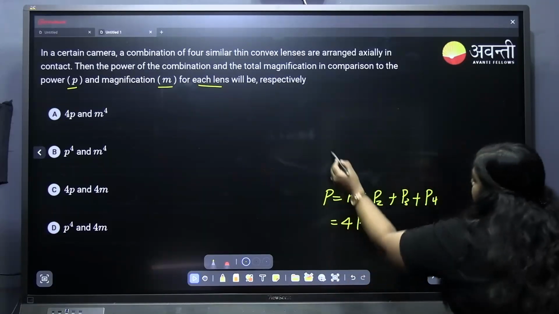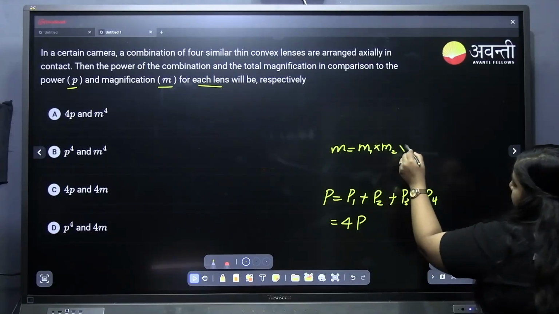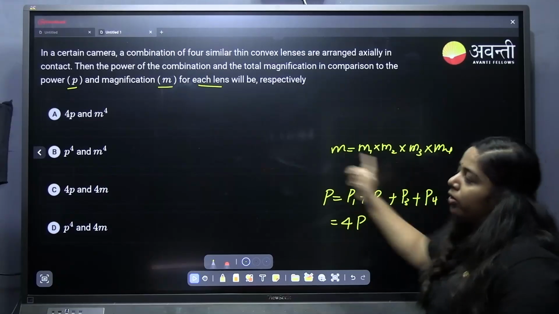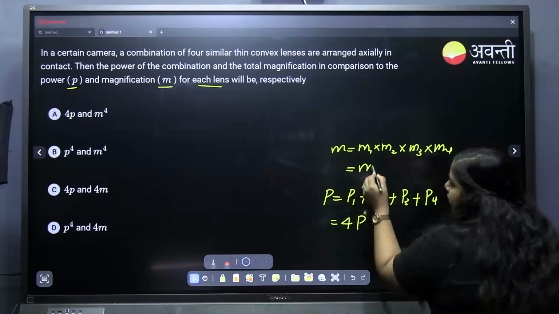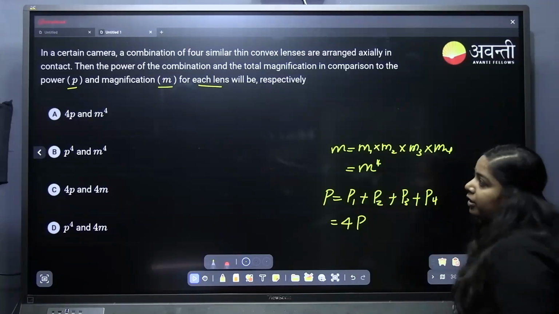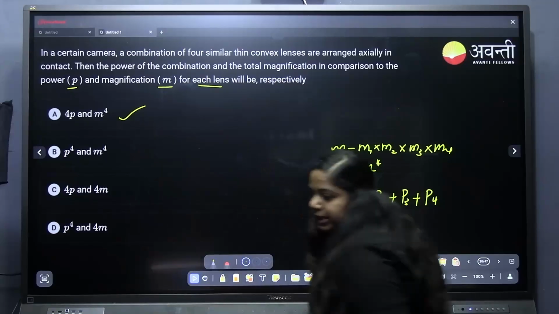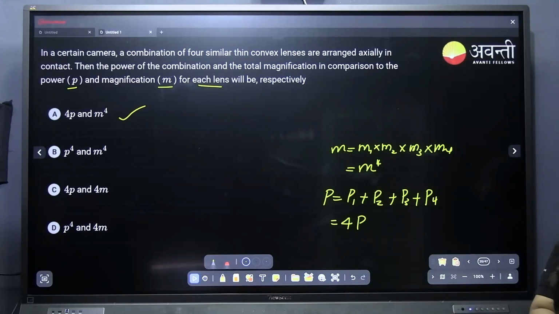Now let's see magnification. Magnification will be M1 into M2 into M3 into M4, and since all of them have the same magnification M, we can say this will be equal to M to the power 4. So the answer is option A. Is that clear for all? I hope so. Let's move on to the next question then.